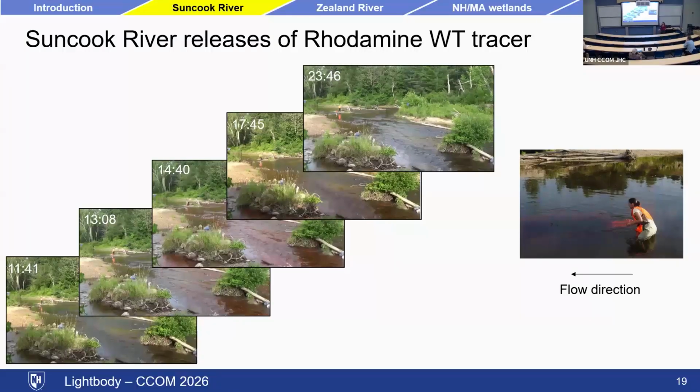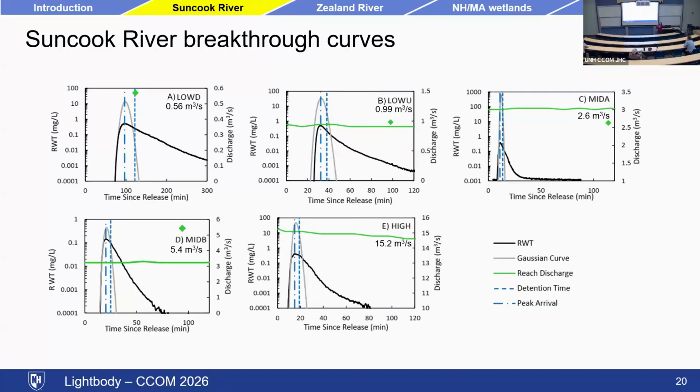Using our eyes is maybe not the most quantitative measurement, so we also had a fluorometer in the stream that was measuring the concentration, and you can see this black line. This is showing what that fluorometer is measuring. And so we see this rapid rise to a peak, and then a long tail, much longer than we would expect for a Gaussian curve.